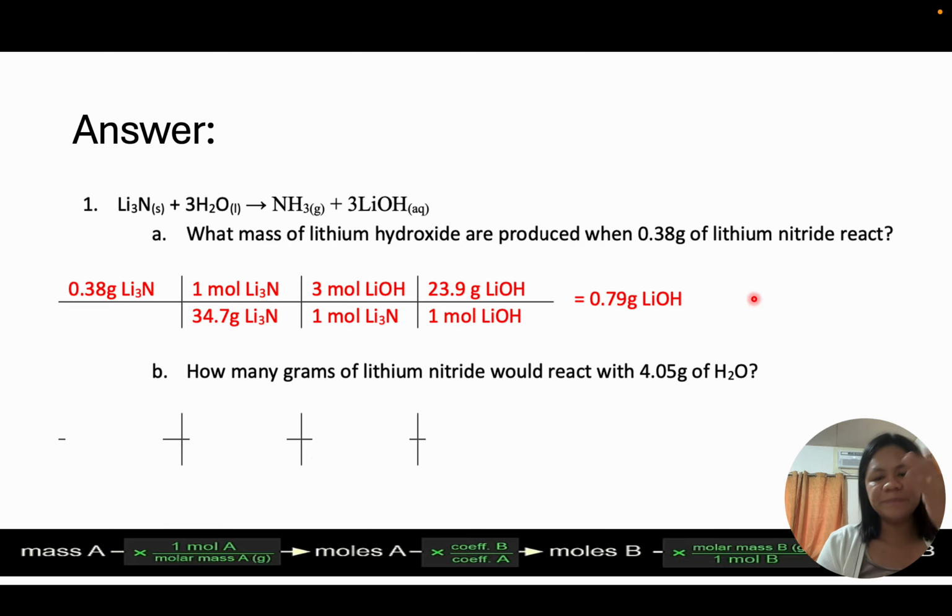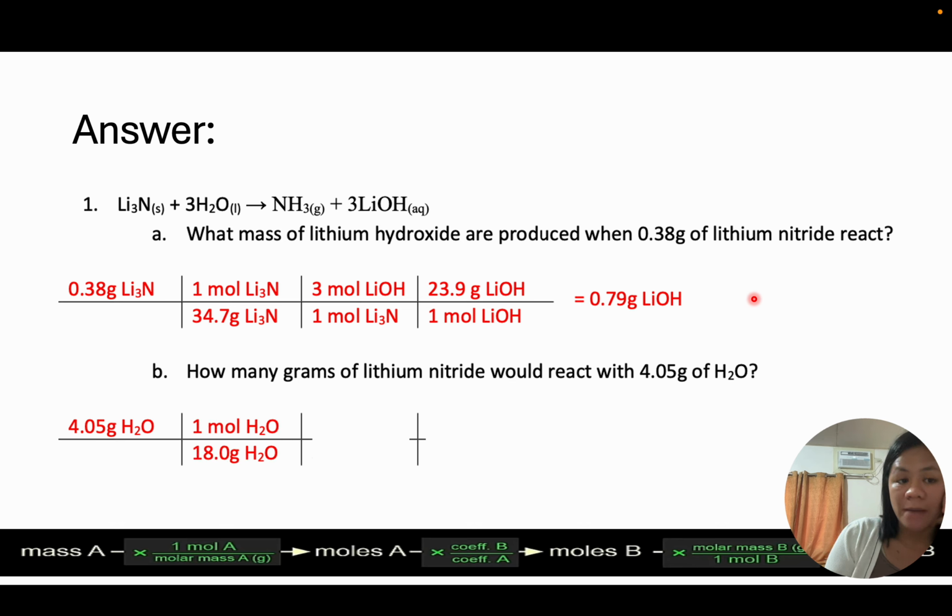On the second problem, our given is 4.05 grams of water. Since water is involved, we look at its molar mass. The molar mass of water is 18 grams. The next step is we look at the equation. The involved substance is water, that is our given, and we are looking for lithium nitride. Water is 3, lithium nitride is 1.